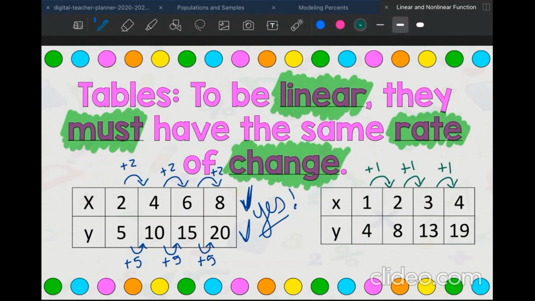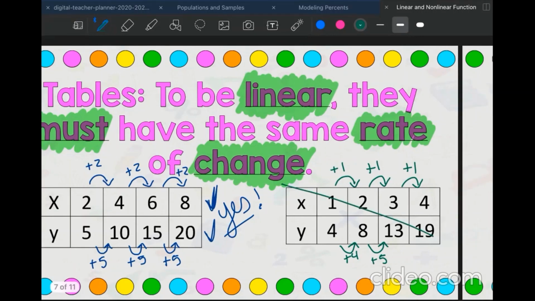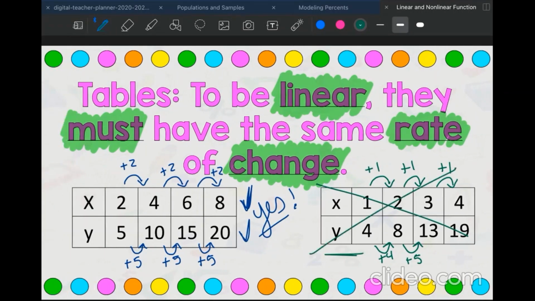All right, now let's take a look at the bottom. How did I get from 4 to 8? How did I get from 8 to 13? Uh-oh. Is that constant? So is that linear? No, it's not. So this is linear, and this is nonlinear. I forgot to label them. You should label them underneath on the line provided.